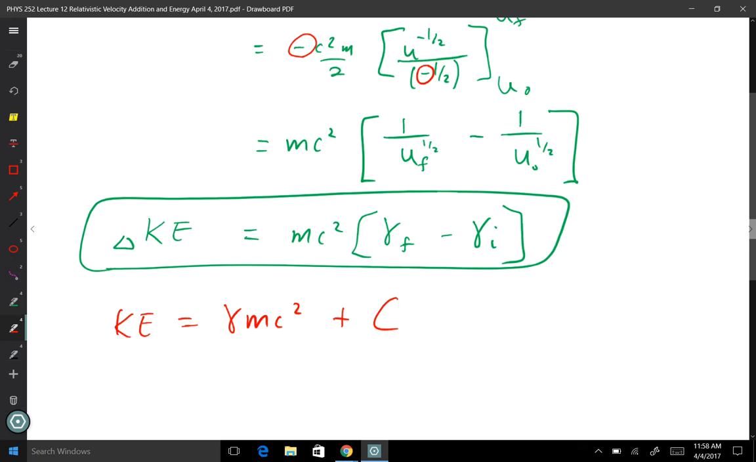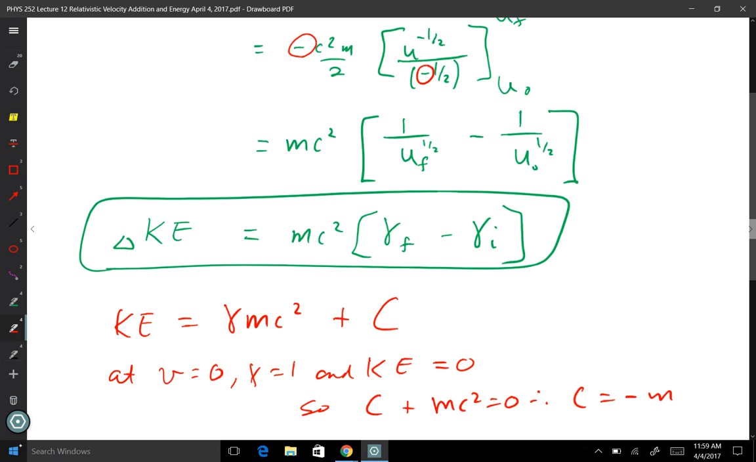So from this, we have kinetic energy is gamma mc squared plus c, but at v equals zero, gamma equals one, and kinetic energy by definition equals zero. So c plus mc squared equals zero. Therefore, c is minus mc squared. And that's what gives us our equation. Kinetic energy is equal to mc squared times gamma minus one.